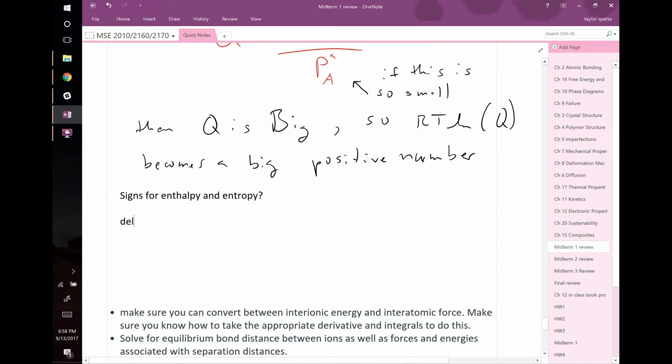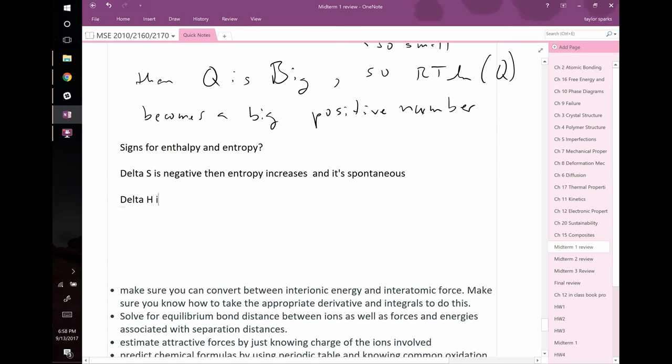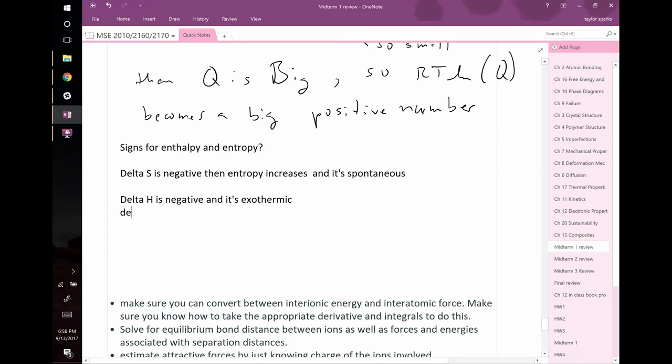So if delta S is negative, then entropy increases, and it can never go the other way. Basically, well, no, that's not true. Delta S needs to be positive; we'll just say that for it to be spontaneous. If delta S is positive, then entropy increases, and it's spontaneous. Delta H is negative, and it's exothermic. Delta H is positive, and it's endothermic. Okay?